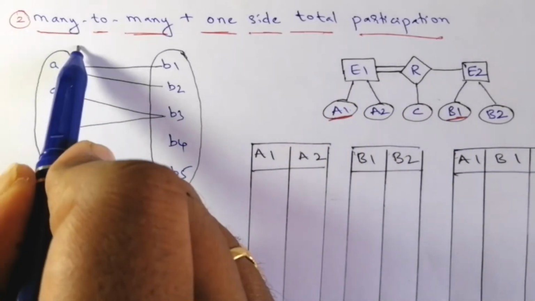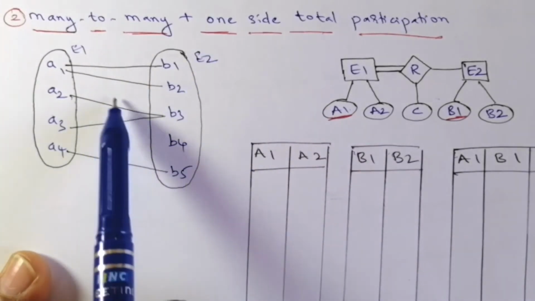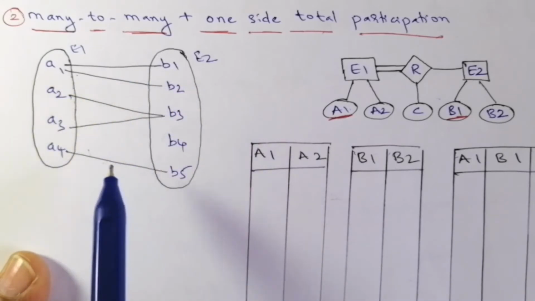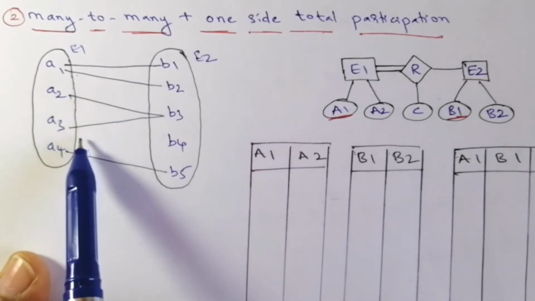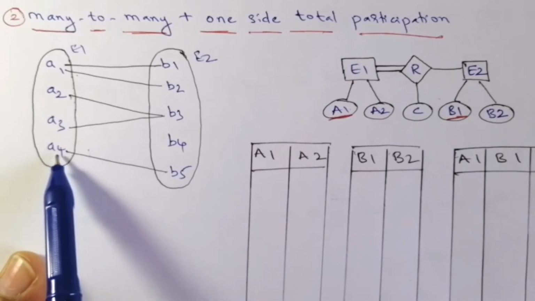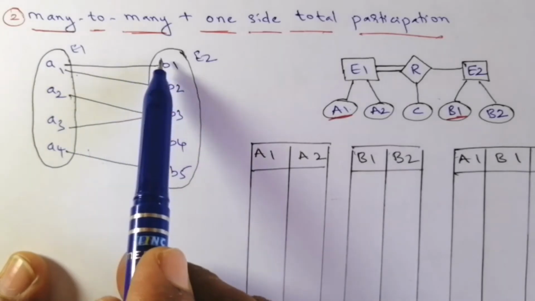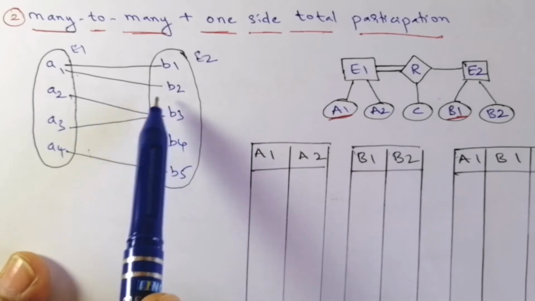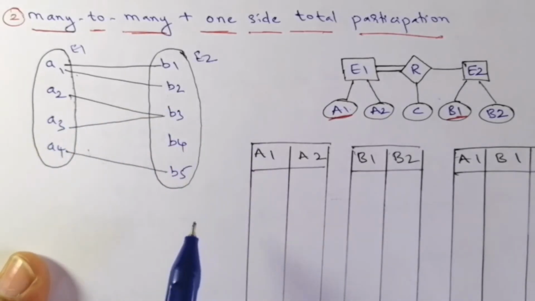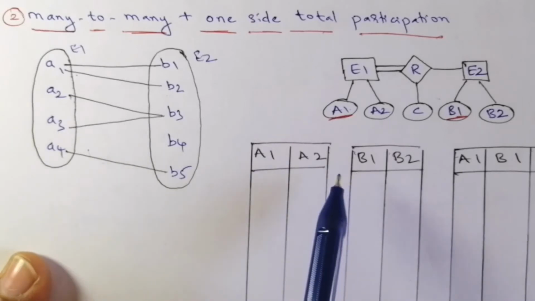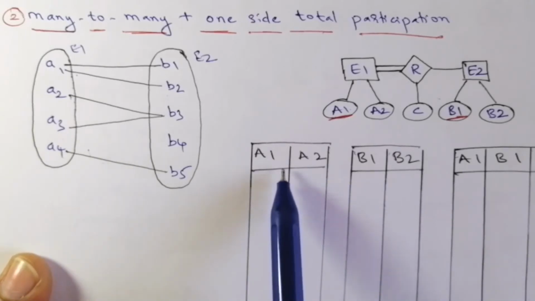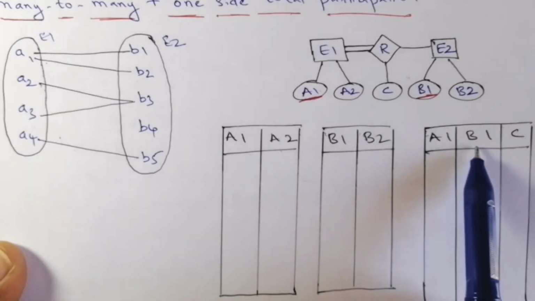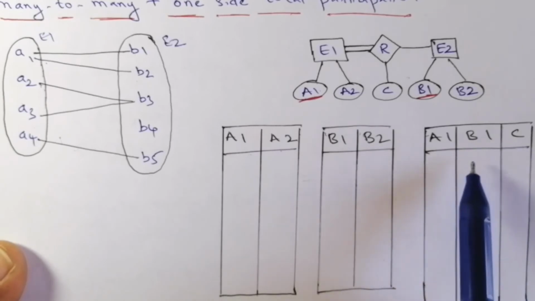So here we have taken the example. This is the entity E1, this is the entity E2, and A1 is many to many here, see here, right. So many to many, and we have total participation on this one side, right. A1 has moved to b1, a1 also moved to b2, many to many, and also this side, right. If we divide this particular case into three relations, that is a1 a2, and b1 b2 another relation, and a1 b1 c the third relation. Let us check these particular relations.